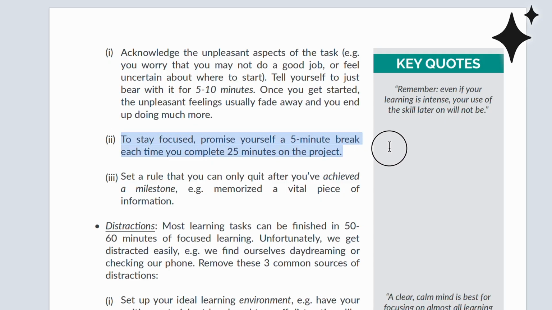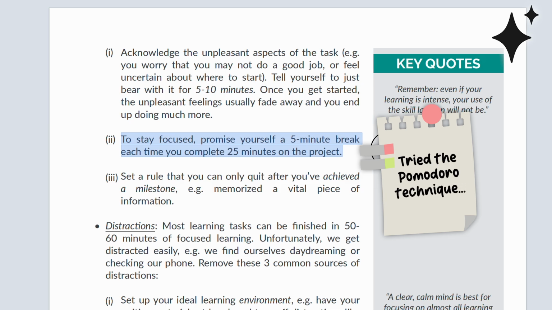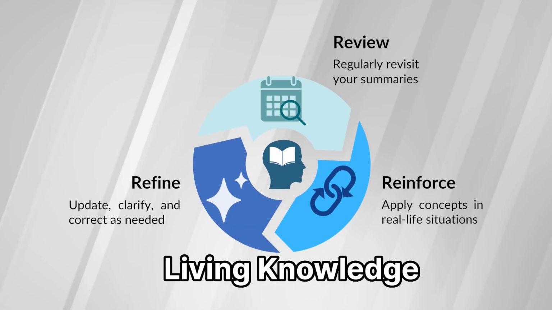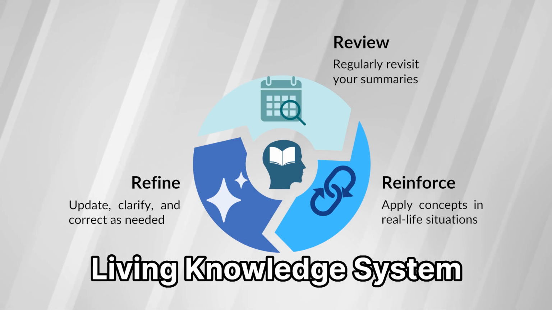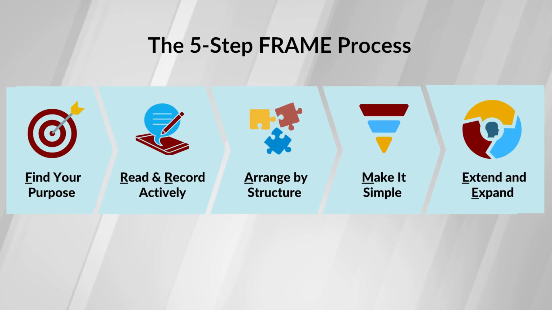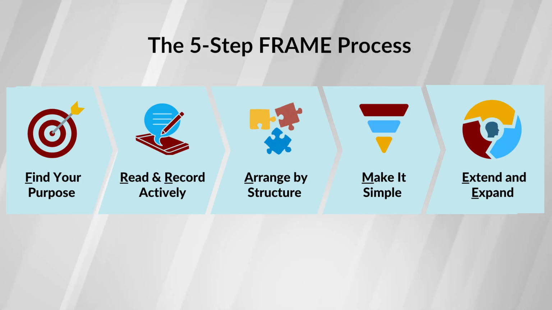Refine. As you apply what you've learned, update your notes or visual. Add examples, clarify phrasing, or mark what actually worked for you. This 3R cycle turns your summaries into a living knowledge system that you can build, update, and keep using for years. The FACE method captures the different phases needed to create a full learning loop.